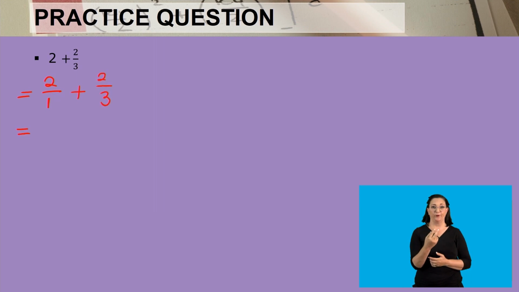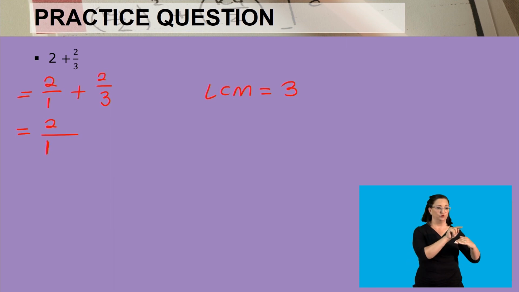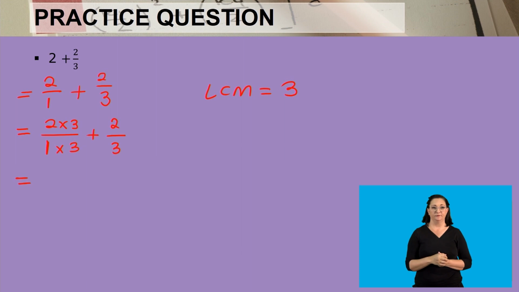So now we have 2/1 plus 2/3. Again, the denominator is not the same. So how am I going to get it to be the same? I am going to find the lowest common multiple. And in this case, it is our 3. So how am I going to get the denominator 1 to a 3? I'm going to multiply by 3 with the denominator, multiply by 3 with the numerator as well. With our second common fraction, we don't need to do anything because the denominator is already a 3.